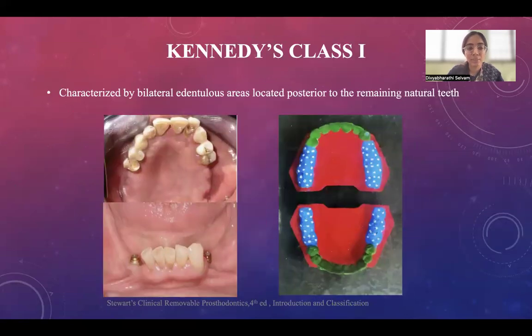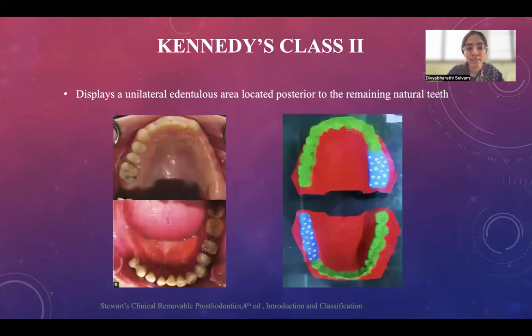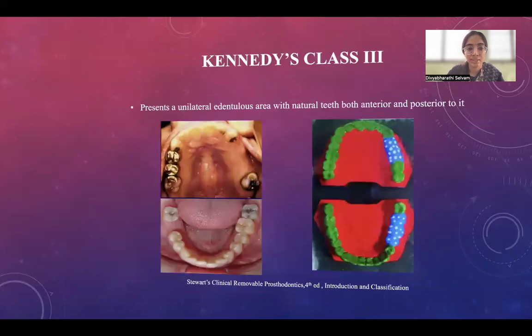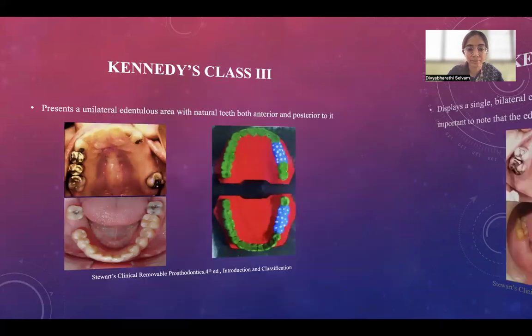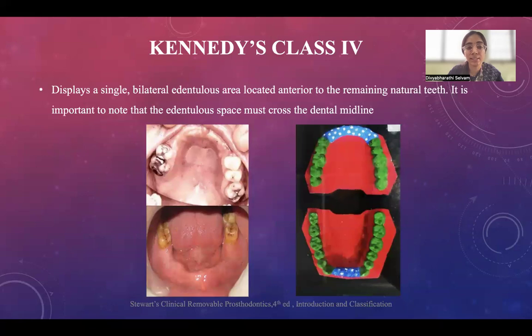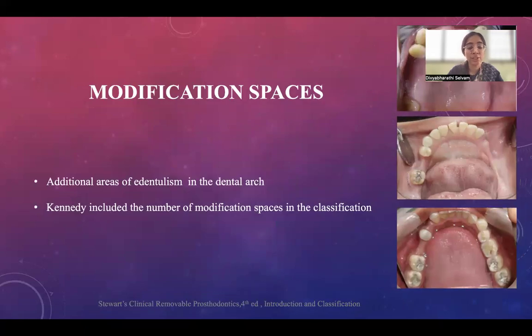Kennedy's class 1 is characterized by bilateral edentulous areas located posterior to the remaining natural teeth, as seen in the picture. Kennedy's class 2 displays a unilateral edentulous area located posterior to the remaining natural teeth. Kennedy's class 3 presents a unilateral edentulous area with natural teeth both anterior and posterior to it. Class 4 displays a single bilateral edentulous area located anterior to the remaining natural teeth. It is important to note that this edentulous space must cross the dental midline. Modification spaces: additional areas of edentulism in the dental arch are considered as modification spaces by Kennedy.